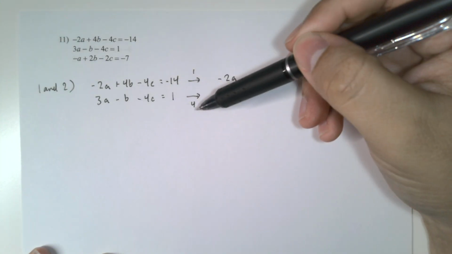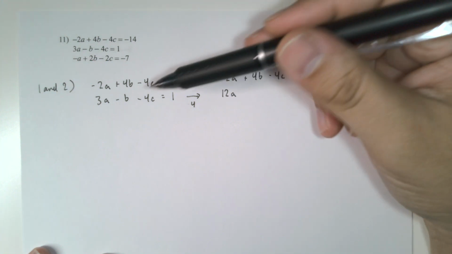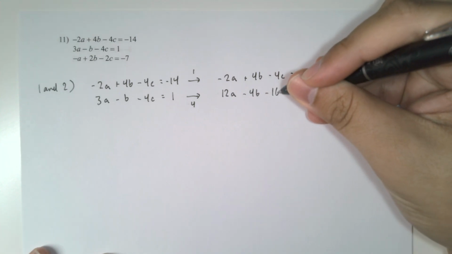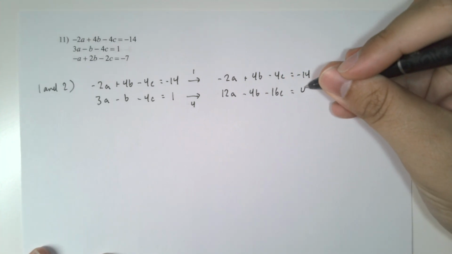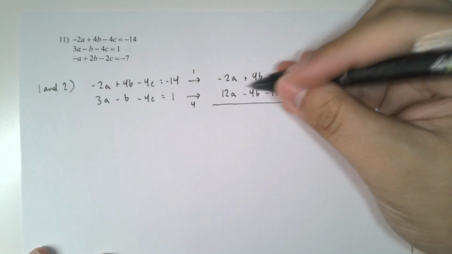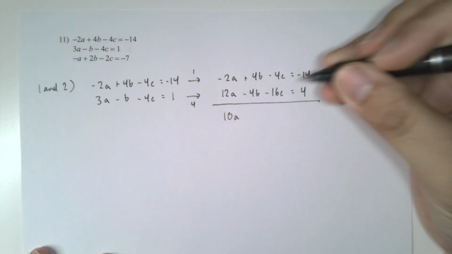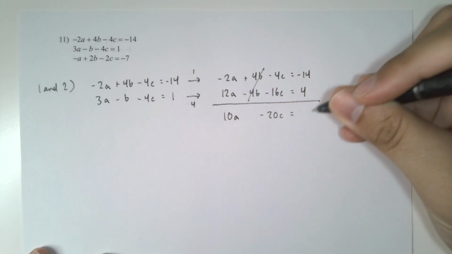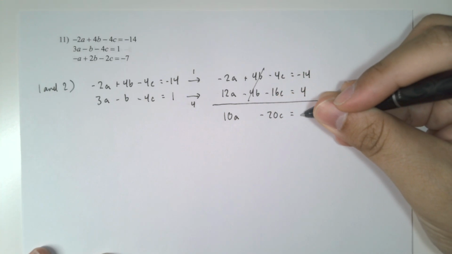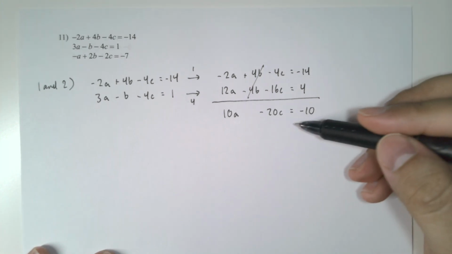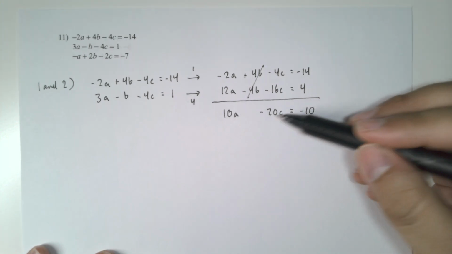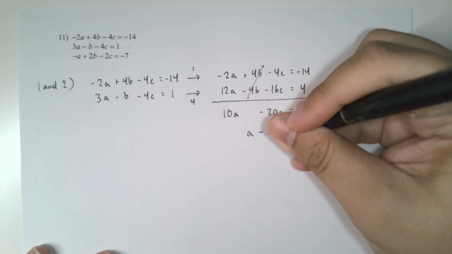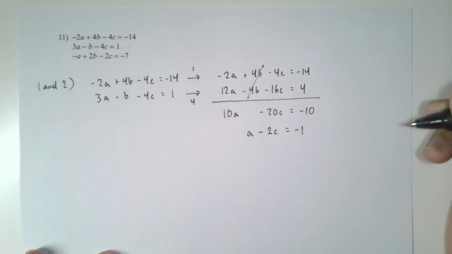Let's do 3a times 4. That gives us positive 12a. And then -b times 4 is going to be -4b. And then we have -16c is equal to 4. If we add these together, we're going to get 10a, the b's will cancel, minus 20c is equal to -10. And of course, we want to reduce equations as much as we can. Notice that all of these numbers are divisible by 10. So really, we're just working with a minus 2c is equal to -1.